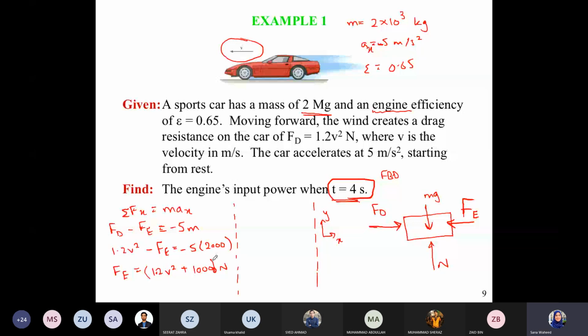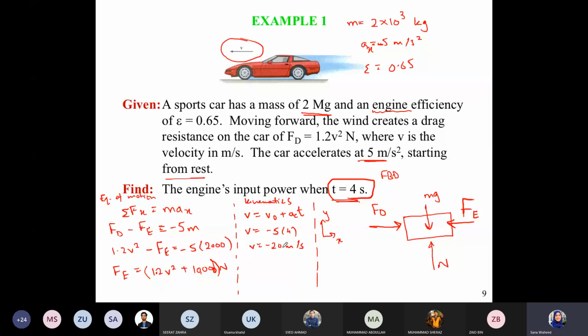This was the equation of motion. That is kinetics. Now let me apply my kinematic relationships to actually find what the velocity is going to be. What is this v going to be at t equals 4? I know that the car is accelerating at a constant 5 meters per second squared and it is starting from rest. So from the kinematics expressions, I can just use the one for constant acceleration, which is v equals v naught plus a constant times t. So v equals minus 5 times 4, which is equal to minus 20 meters per second.